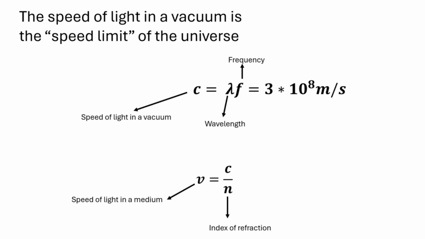In a vacuum, light travels at almost 300 million meters per second, and this is often referred to as the speed of light. This is also the speed limit of the universe, as currently we believe nothing can travel faster than light in a vacuum. However, if light is traveling through a medium such as water, it will travel slower than this.